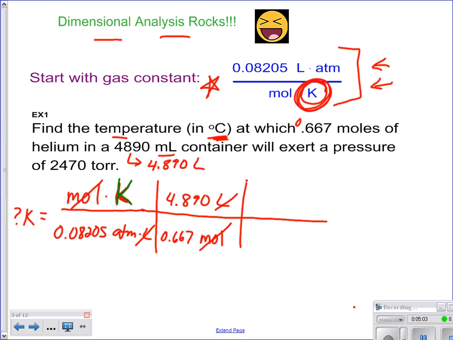Well, I'm getting much closer, and it tells me that it's going to exert a pressure of 2470 torr.